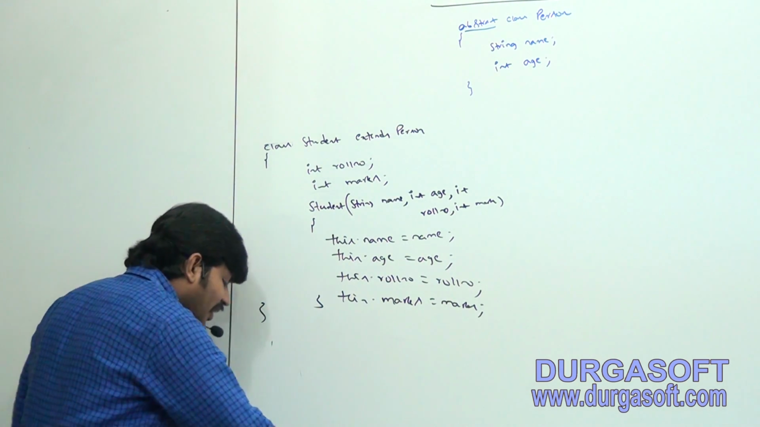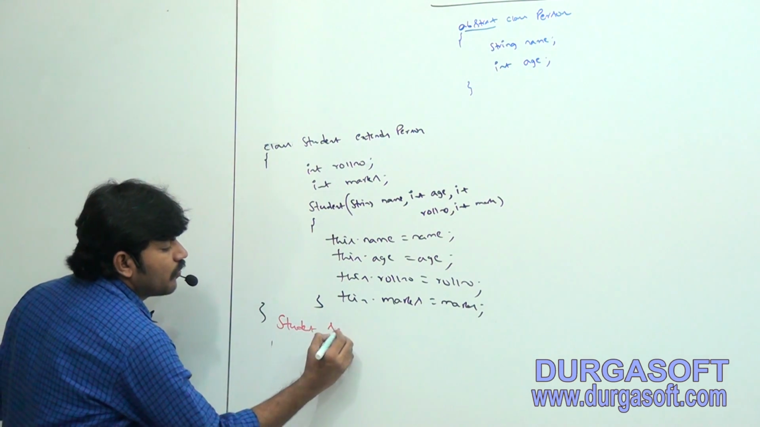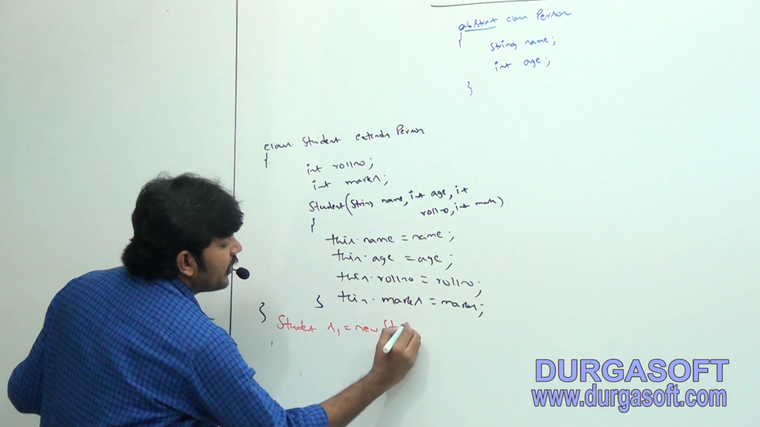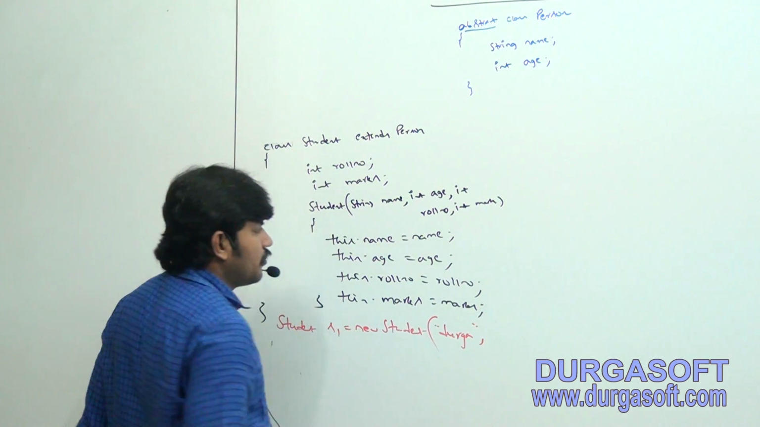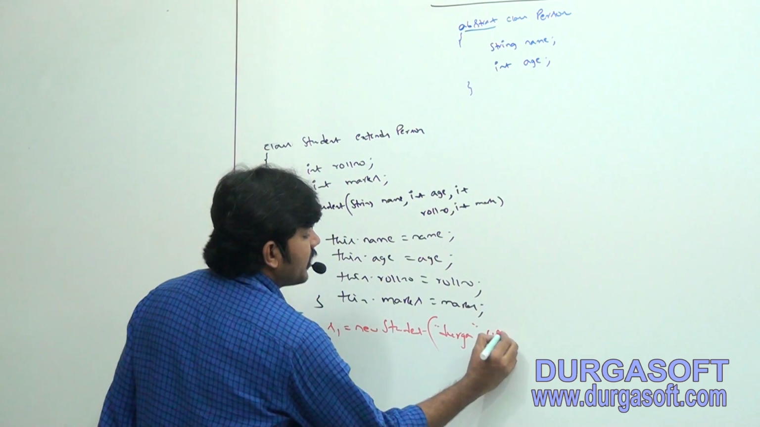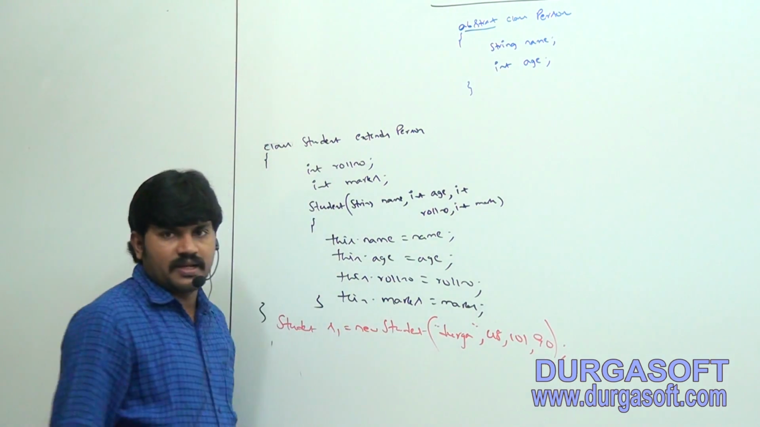Now let me create one object, sir. Student s1 = new Student("Durga", 48, 101, 90), something like that I took.